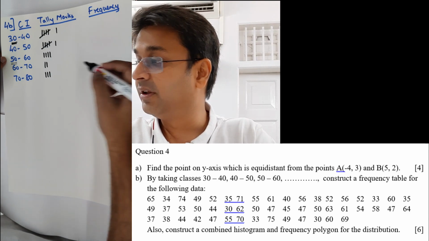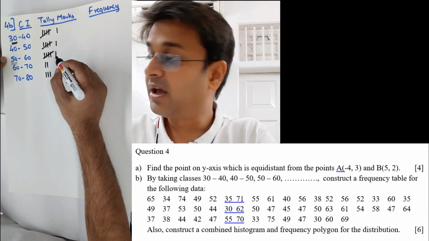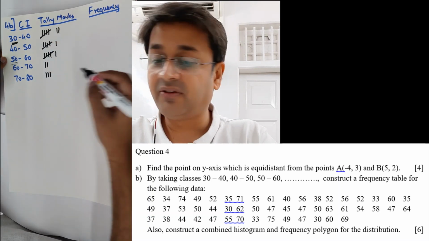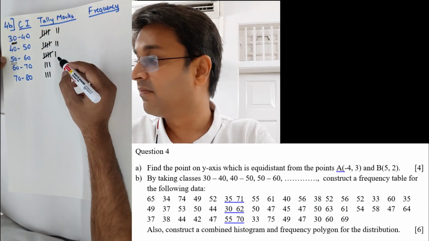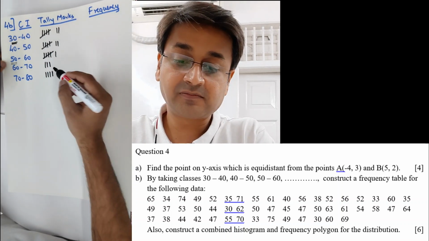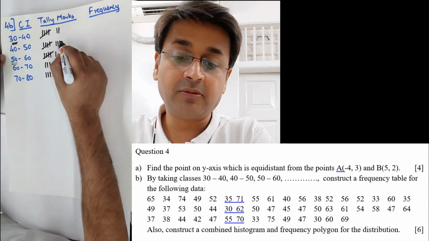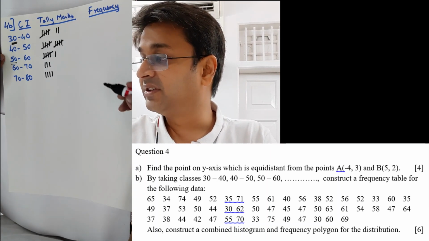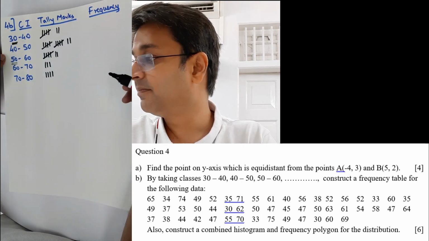55, 50, 33. 55, 50 back over here and 33. 61, 47, 75. 40, 45, 49. So 40 lower limit, 45, 49, all over here only. 56, 47, 47.